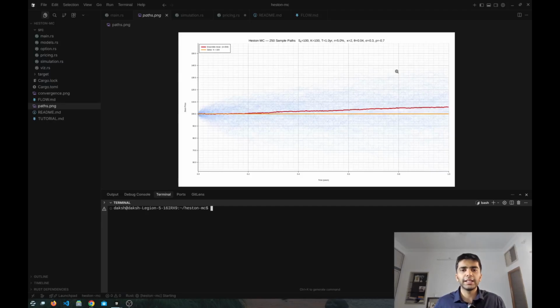Hello everyone, in this video we are going to be building a Heston Model Monte Carlo option pricer from scratch in Rust. We are going to be optimizing it for speed using multi-core parallel processing with Rayon. We are also going to be understanding all the mathematical concepts behind the model, including stochastic volatility, correlated Brownian motion, discretization, etc. So before getting into the theory and implementation, let's take a look at the project and what we are going to be building.